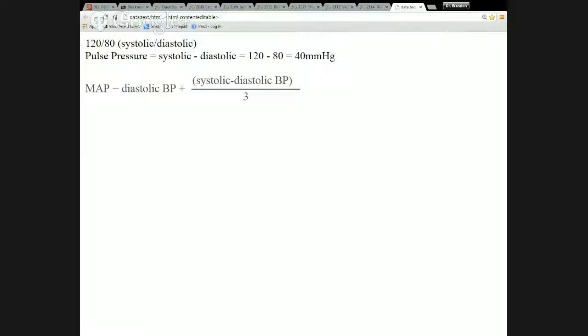Now, I wanted to define pulse pressure in there because the way that we calculate mean arterial pressure is based on pulse pressure. They have it kind of written out here, but in fact, all it is, mean arterial pressure is calculated by diastolic pressure plus the ratio of pulse pressure, which is systolic minus diastolic pressure, over 3. Okay.